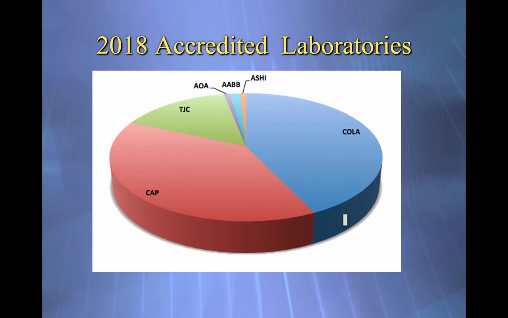If you look at this, back from 2018 data, how many labs are inspected by each, you can see that COLA is a very significant number of labs, but most of those are physician office labs. CAP and Joint Commission do the vast majority of commercial and hospital laboratories, and then AOA, AABB, and ASHI do their small segments of niche labs that do very specific testing.